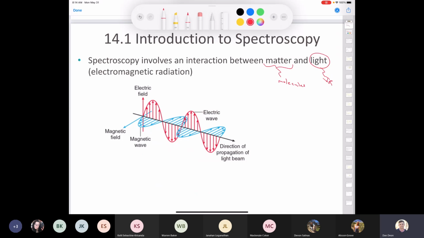Going back to the concept of light, you should know from General Chemistry 1, and if you don't remember, I'm just going to refresh your memory here, that light is what we call electromagnetic radiation. It has two fields that move in mutually perpendicular planes. We have an electric field and a magnetic field, and they move in the direction of the light beam. And you can see that these electric and magnetic fields oscillate back and forth.